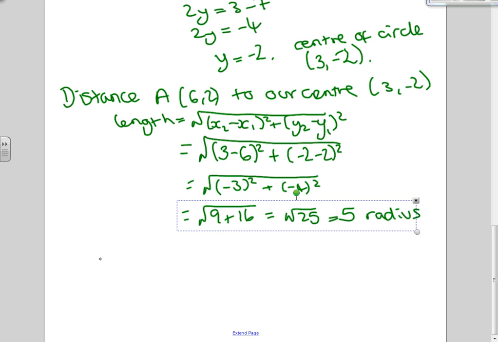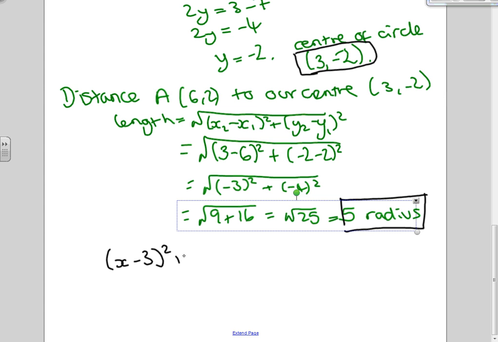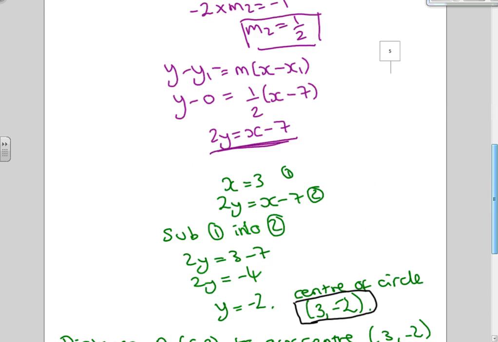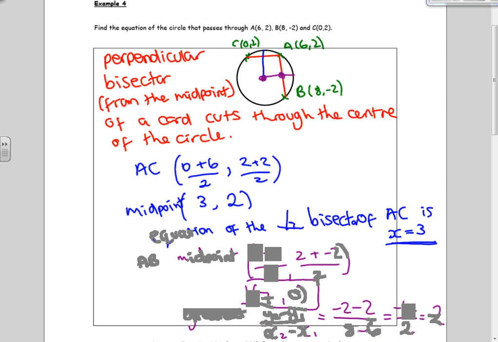So now all we need to do is write that in the equation of a circle. So we know what our centre is, and we know what our radius is. So all we have to do now is write that as x minus 3 all squared plus y plus 2 all squared equals 25. Because that is how we write the equation of a circle. So it's a bit more tricky than using the algebraic method, but it brings in a lot of the things that we have learnt in this topic.